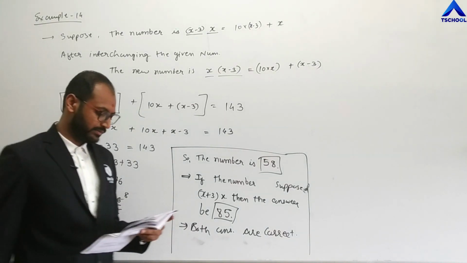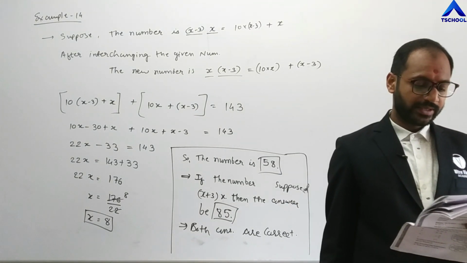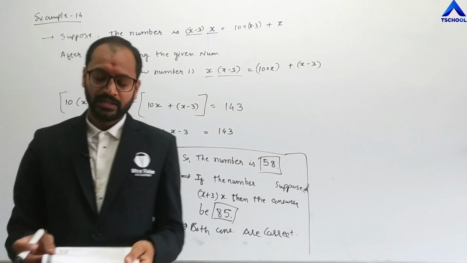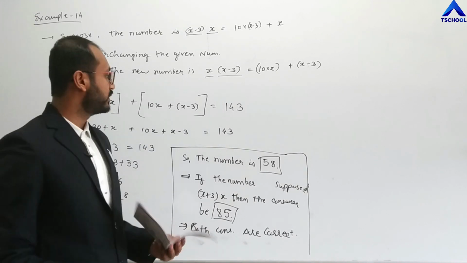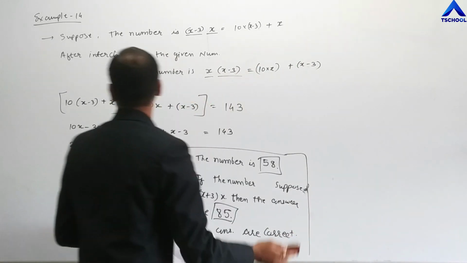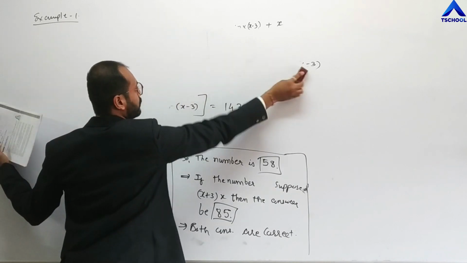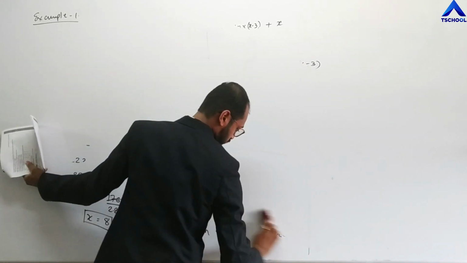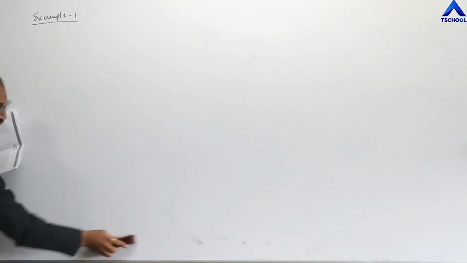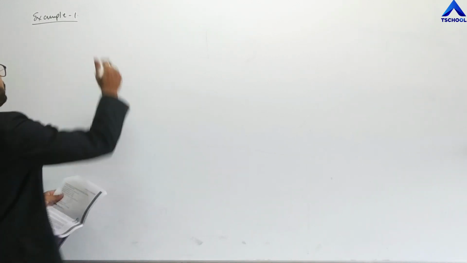Example number 15. Arjun is twice as old as Shreya. 5 years ago his age was 3 times Shreya's age. Find the present ages. This is similar to the previous one, but let me give you some hint to solve this. So, example number 15.